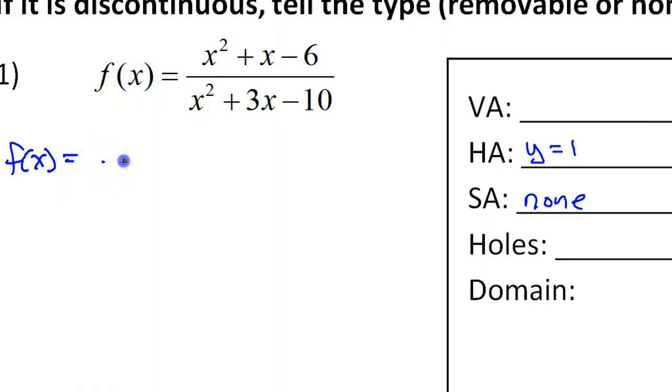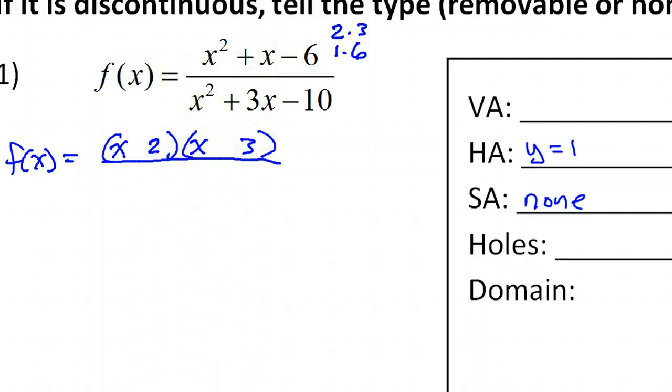So as we factor this, looking at the numerator, x squared is surely x times x. 6 is either going to be 2 times 3, or it's going to be 1 times 6. Alright, looking at the middle, it's probably going to be 2 times 3. Remember, inner plus outer must equal the middle. The middle that we're shooting for is a positive 1.